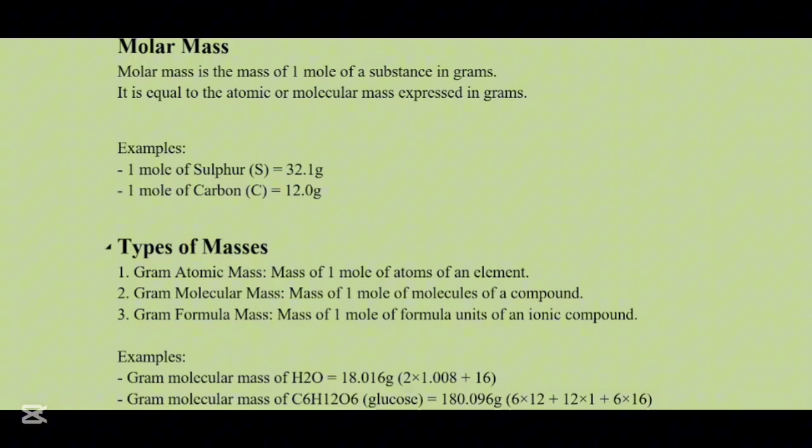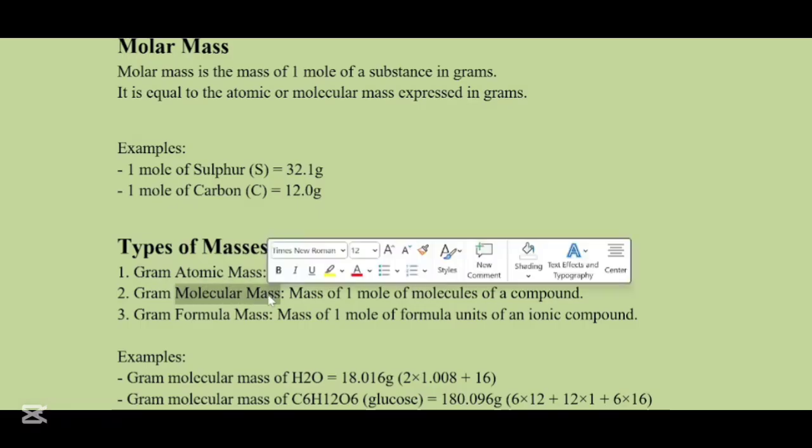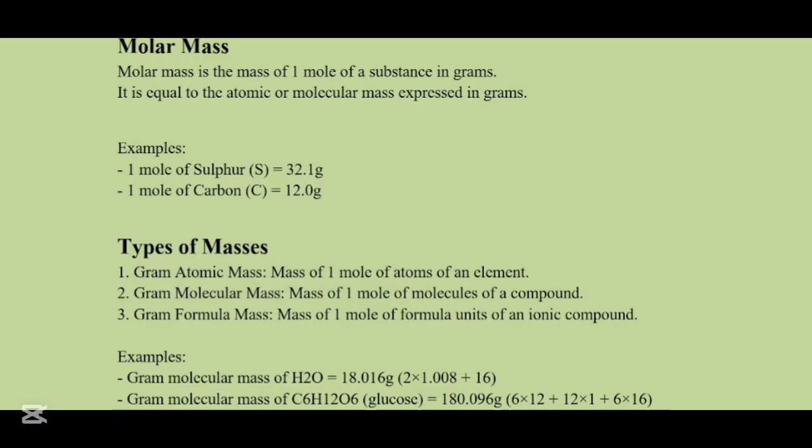Now we have three types of masses. We have gram atomic mass, we have gram molecular mass, and then we have gram formula mass. The gram atomic mass is the mass of 1 mole of atoms. The gram molecular mass is the mass of 1 mole of molecules. And the third, gram formula mass, is the mass of 1 mole of formula units of an ionic compound.